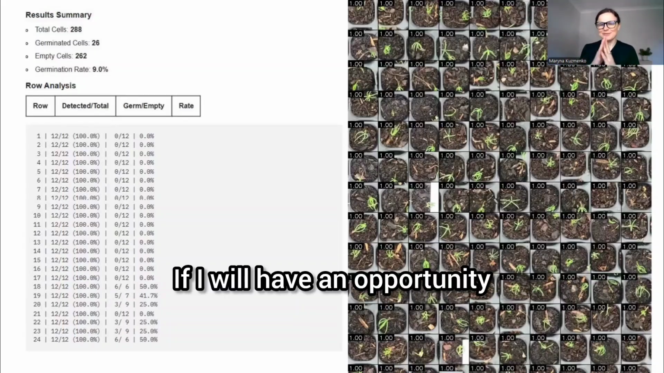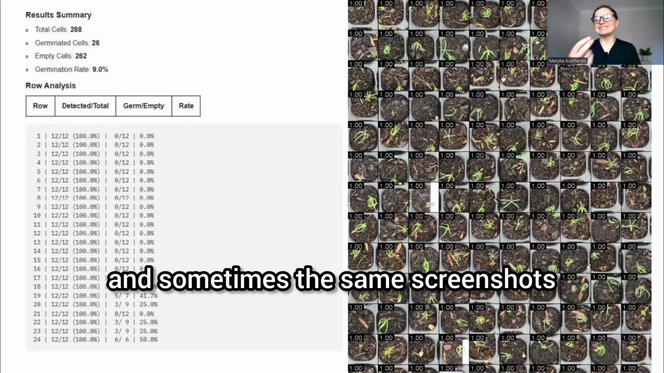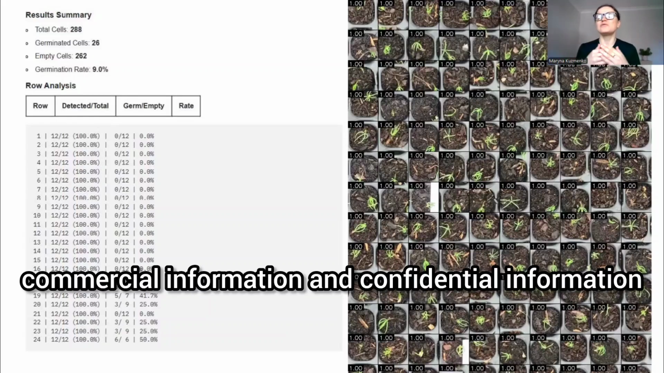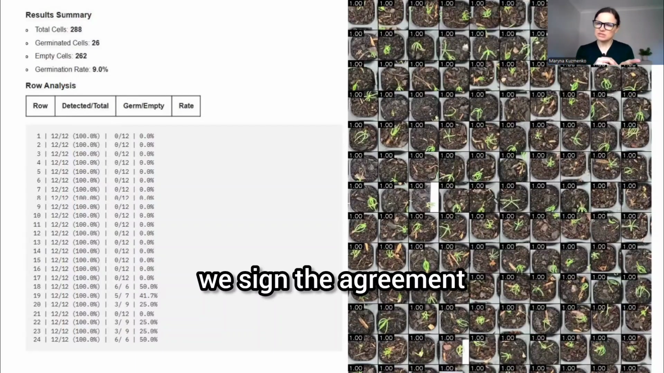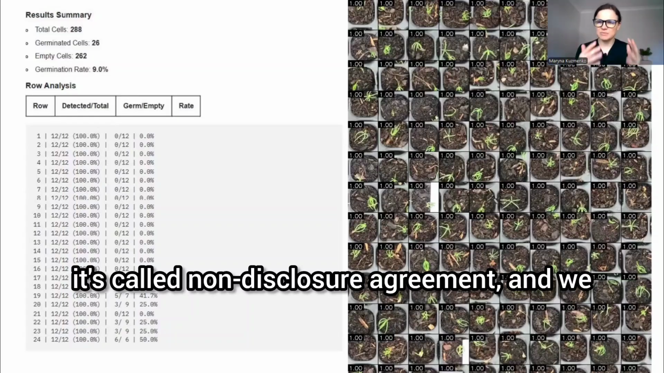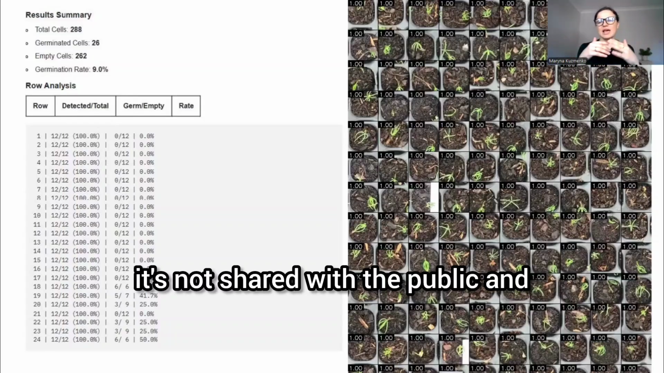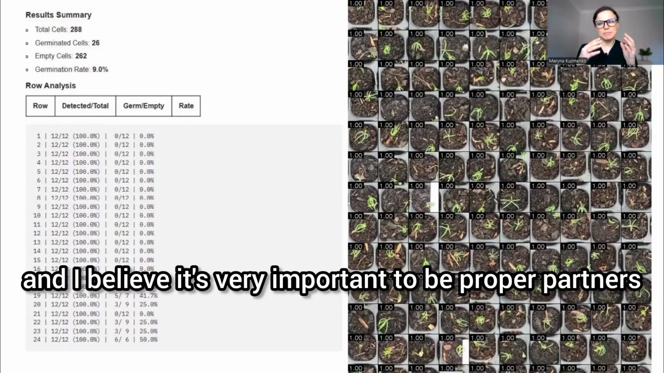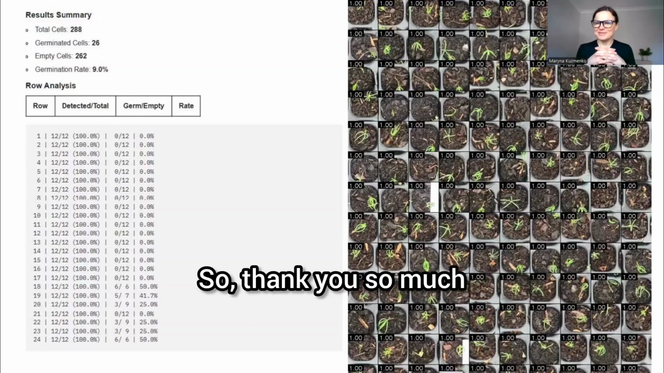If I have an opportunity, I will even show you. Why am I showing just specific cases and sometimes the same screenshots? I will explain: it's all about commercial and confidential information. With every company which we work with, we sign an agreement called a non-disclosure agreement, and we promise that their data is secured, it's not shared with the public, and it can be shared only based on written permission. And I believe it's very important to be proper partners, and I'm proud that we are keeping our promise. So thank you so much.